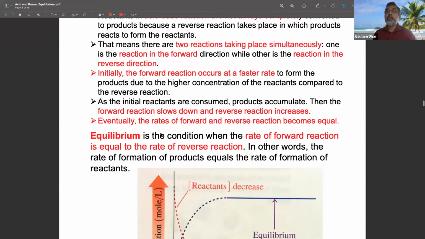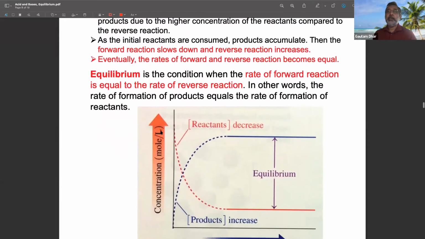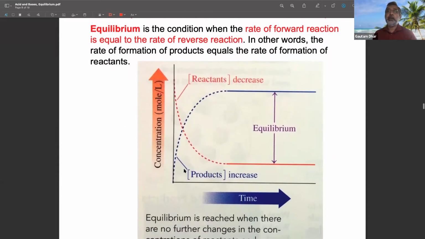So initially, at the very beginning of the process, you have all reactants. The reactant concentration decreases as the reaction goes on and the products are formed, and you can see product is getting formed. But eventually, the rate at which the reactants are decreasing, or the rate at which the products are increasing, gradually changes, and eventually they become equal. Okay, so this is the point of equilibrium.